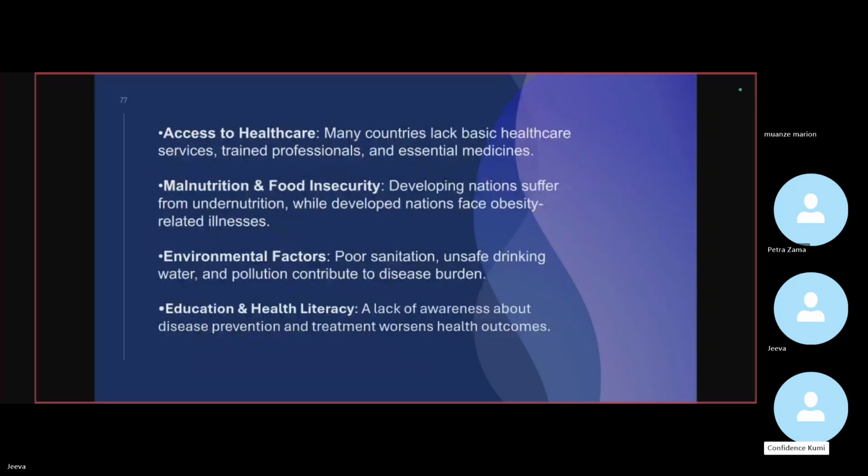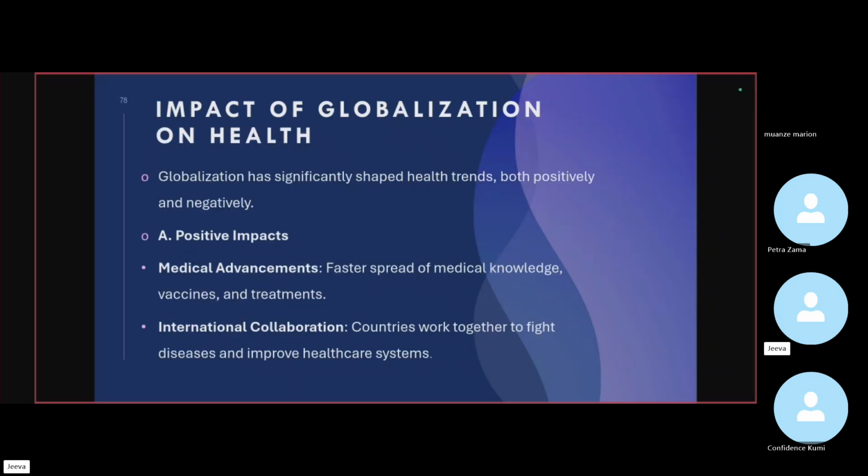Yes, ma'am. Next is, what are the impacts of globalization on our health? Globalization has significantly shaped health trends, both positively and negatively. If you see the positive impacts of globalization, one is medical advancement. With globalization, there is advancement across the medical field, like faster spread of medical knowledge, acquisition of vaccines across the nations, and various treatment options available. Like that, it has got a positive impact.